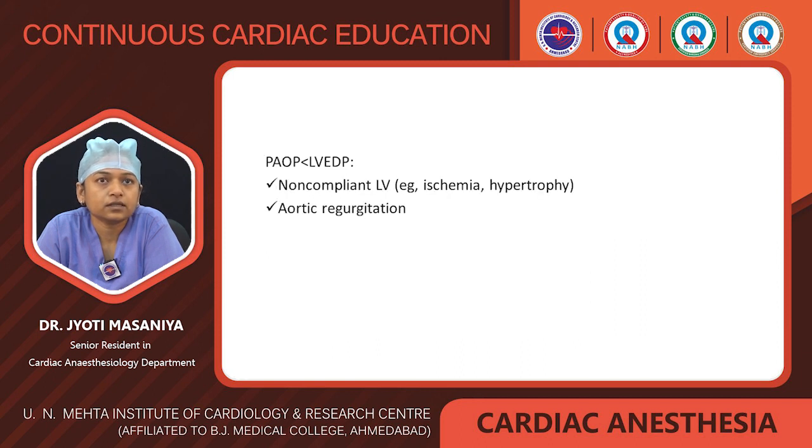Conditions which underestimate the LVDP, where the pulmonary artery occlusion pressure underestimates the LVDP, are a non-compliant LV, which can be seen in myocardial ischemia or LV hypertrophy, or in patients with aortic regurgitation. What happens in aortic regurgitation? Because of AR, there is premature closure of the mitral valve. That's why the pulmonary artery occlusion pressure will underestimate the LVDP in patients with aortic regurgitation.